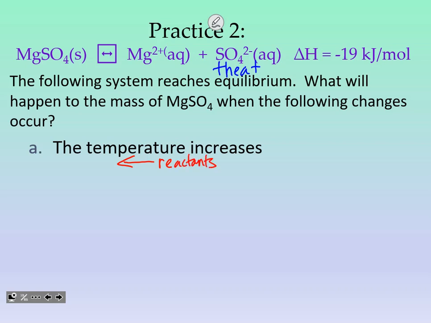And if it goes towards the reactants, what happens to the mass of my magnesium sulfate solid? That mass is going to increase. Very good, because it's shifting that way towards the solid part, the not dissolved stuff.